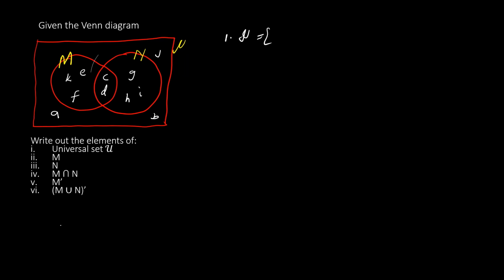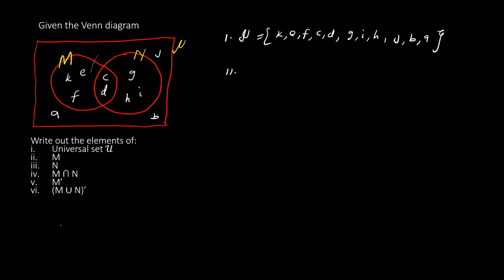So let's start from set M. We have K, E, F. In the intersection part, we have C and D. And moving to set N, we have G, I, and H. And outside the sets, we have J, B, and A. So these are the elements of universal set U. So we have derived it from the Venn diagram.